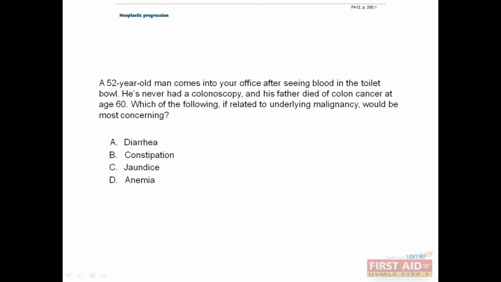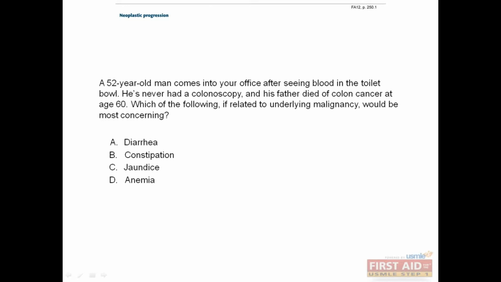Ready? A 52-year-old man comes into your office after seeing blood in the toilet bowl. He's never had a colonoscopy, and his father died of colon cancer at age 60. Which of the following, if related to underlying malignancy, would be most concerning? Diarrhea, constipation, jaundice, or anemia? This is a tough question.